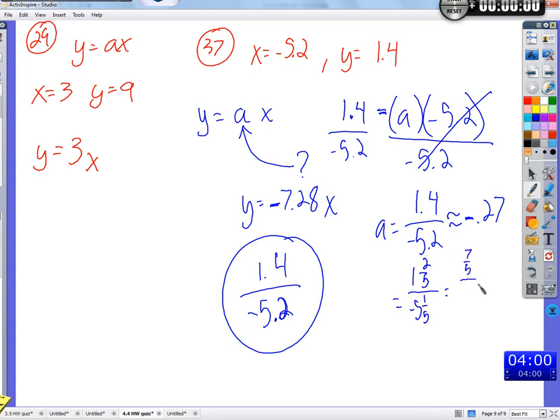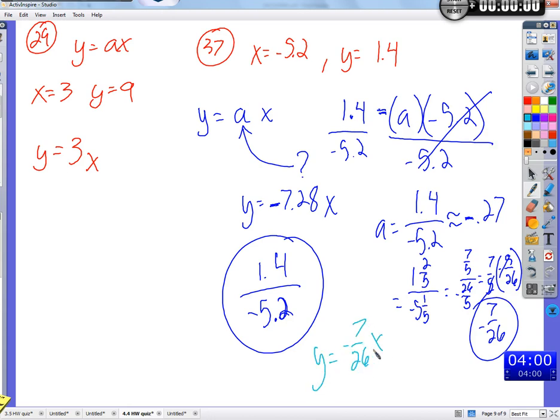Fifths over 26 fifths, and then 7 fifths times negative 5 over 26, multiplied by the reciprocal, 5's cancel, negative 7 over 26. So we have a nice exact fraction. So the equation would be y equals negative 7 over 26 x.